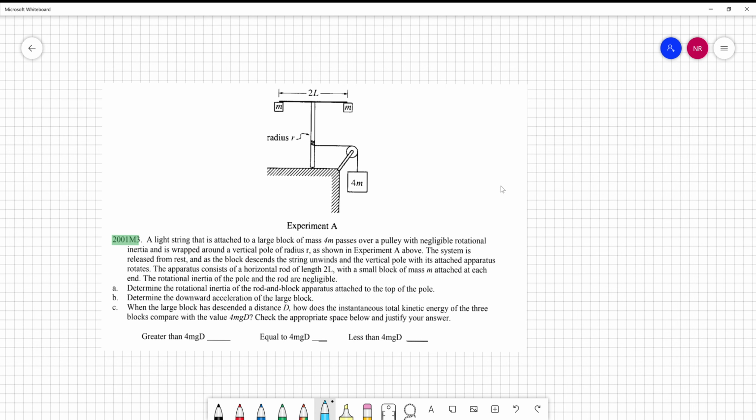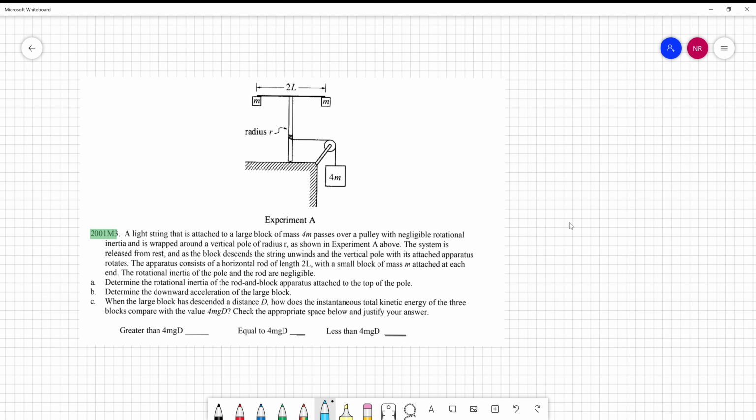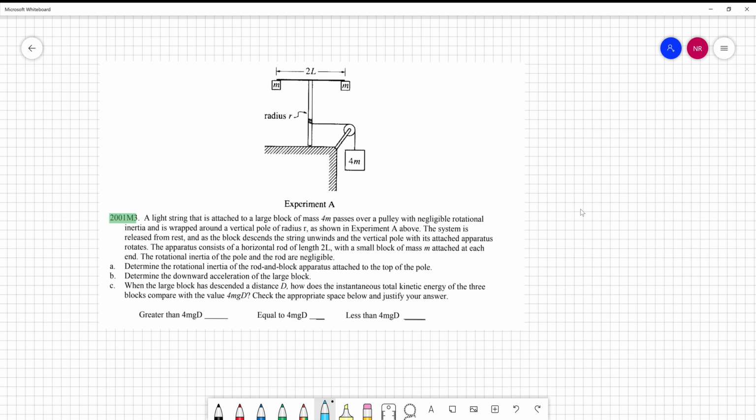Okay, so the problem that we will be covering first is 2001 M3. Our topic is work, energy, and yeah. This problem will have to do with potential energy from gravity. It has some rotational inertia stuff, and it also has kinetic energy. So pretty much the first part is just looking at the diagram.